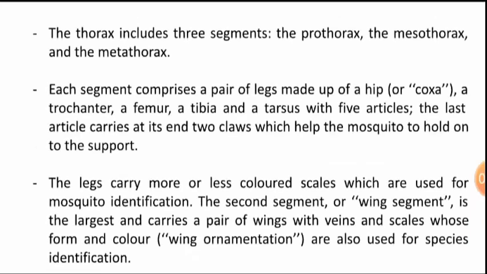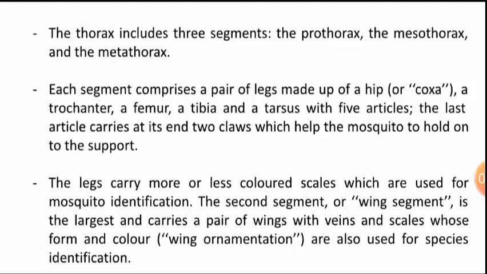The thorax includes 3 segments: prothorax, mesothorax, and metathorax. Each segment comprises a pair of legs made up of a hip, a trochanter, femur, tibia, and a tarsus, with 5 articles. The last article carries at its end 2 claws, which help the mosquito to hold onto the support. Legs carry more or less colored scales, which are used for mosquito identification.